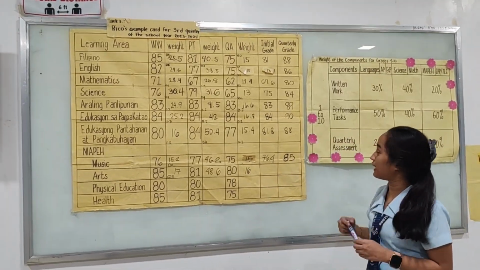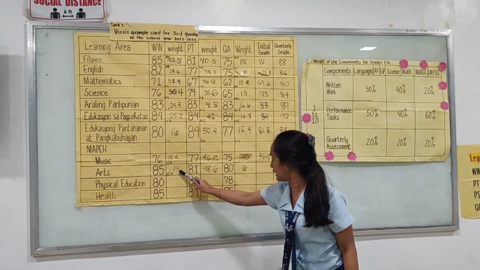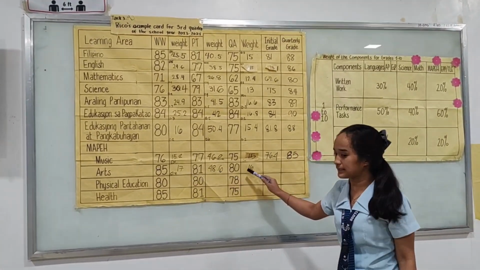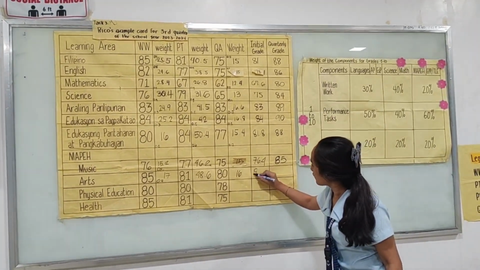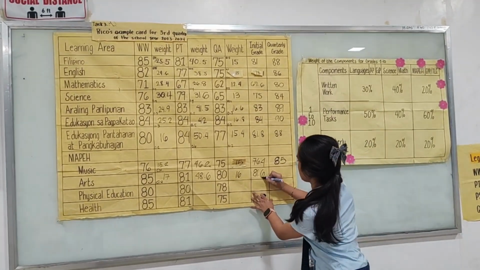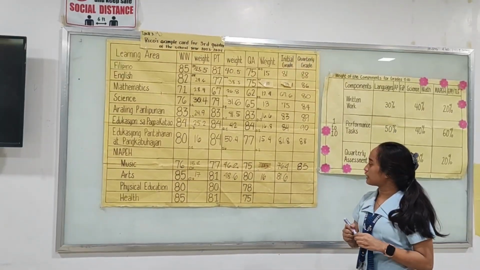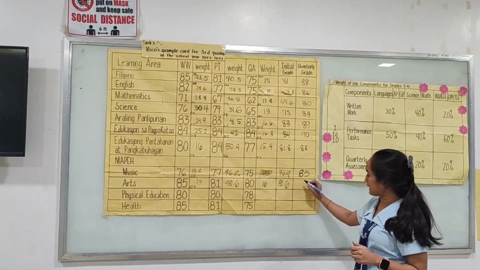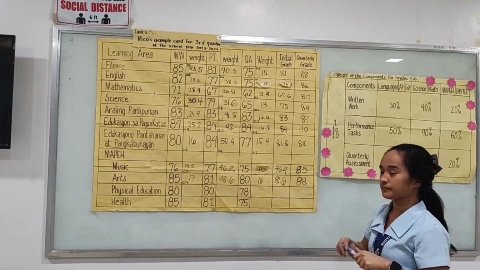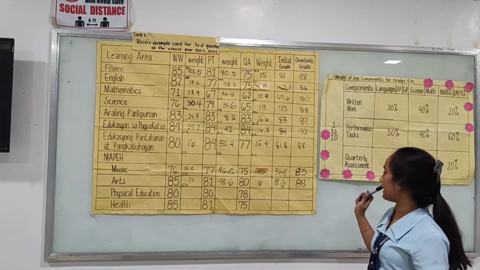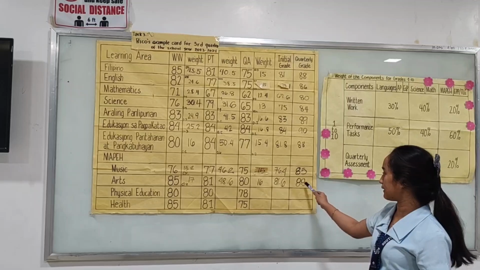So in order to get the initial grade, we need to add 17 plus 48.6 plus 16, which equals 81.6. So the transmuted grade of 81.6 is 88. So Rico's quarterly grade in MAPEH Arts is 88.